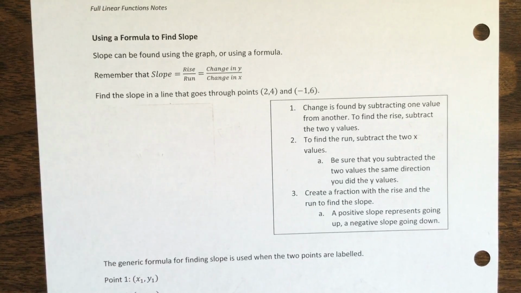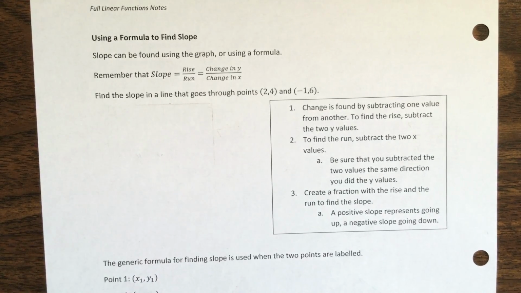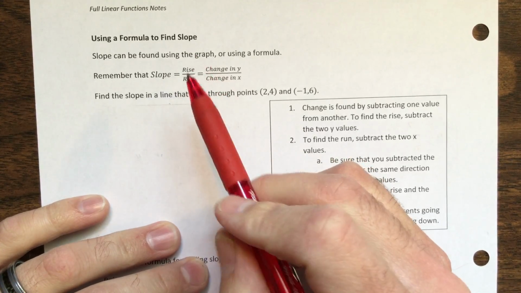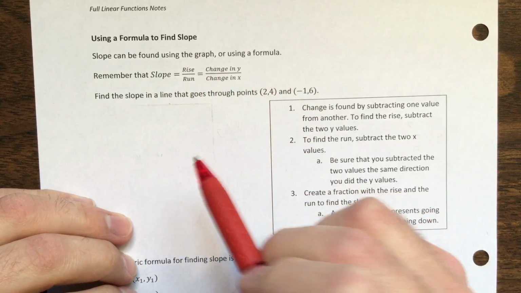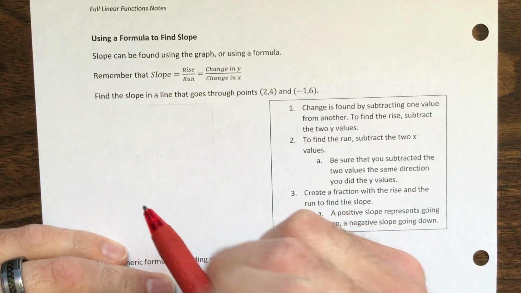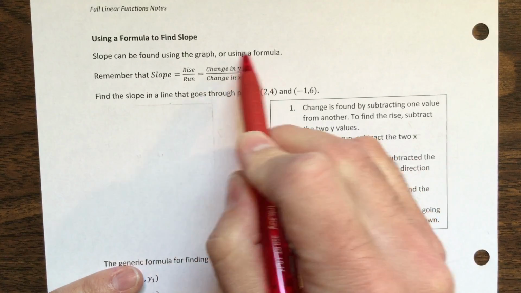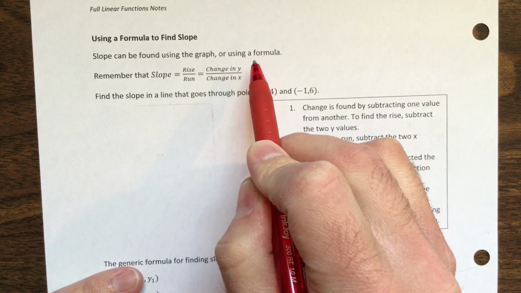One way that we can find the slope of a line is using a graph. And that's what we did in the previous example, where we graphed something out and then we found the rise and the run between 2 points that are along the line. Another way that we can do that is by using a formula.